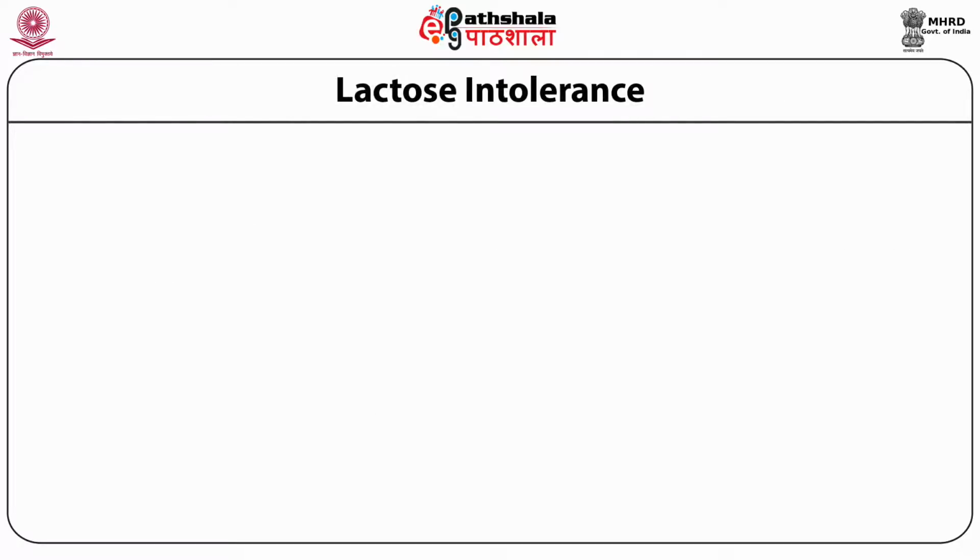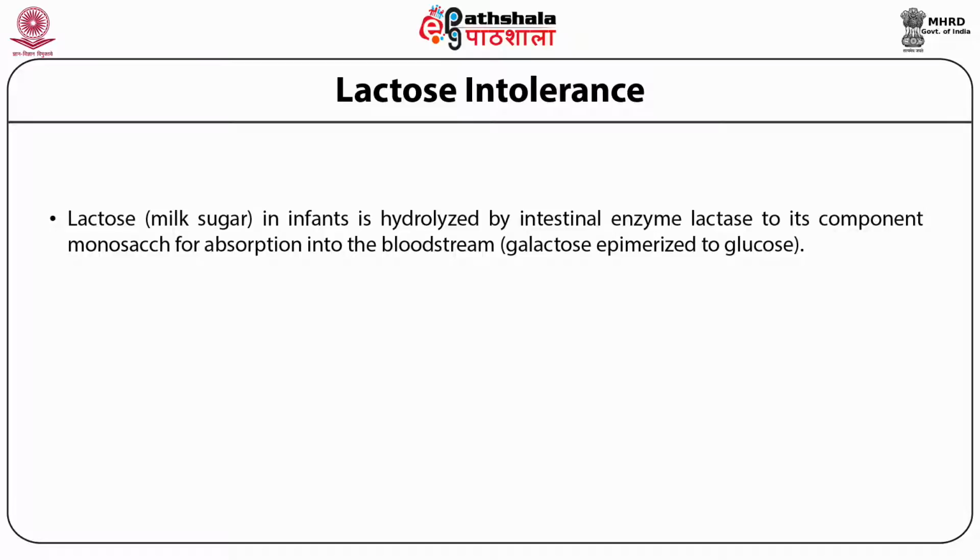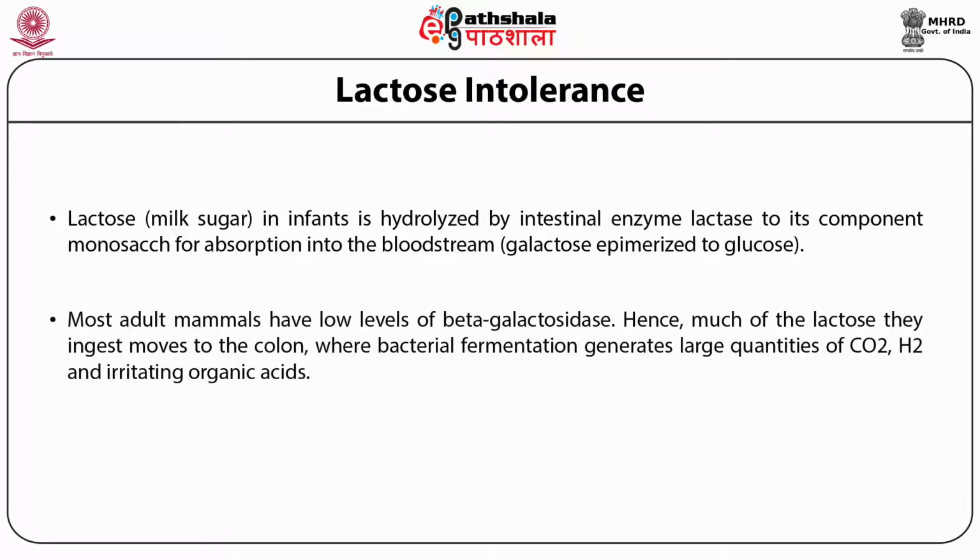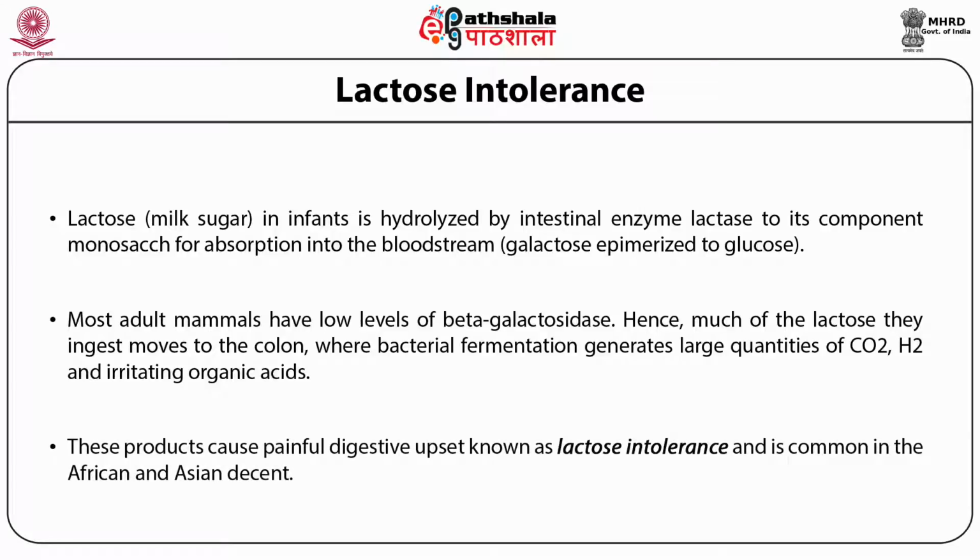Lactose intolerance: lactose in an infant is hydrolyzed by the intestinal enzyme lactase to its component monosaccharides for absorption into the bloodstream. Most adult mammals have low levels of beta-galactosidase, hence much of the lactose they ingest moves to the colon, where bacterial fermentation generates large quantities of CO2, H2 and irritating organic acids. These products cause painful digestive upset known as lactose intolerance, which is common in people of African and Asian descent.